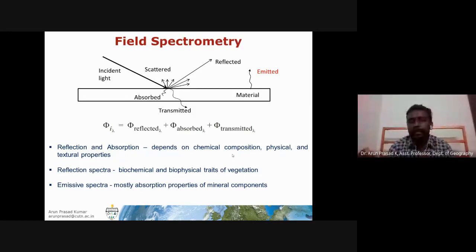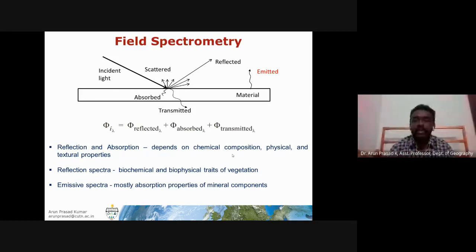That is actually measured in emissive spectra. So these are two different domains because of the wavelength we are concerned with. Reflective energy is mostly concerned with the visible, near infrared, and short-range infrared regions. In emission spectra, it is more like thermal infrared. And reflective spectra is the characteristic of biochemical and biophysical traits of vegetation or materials, whatever it is. And emission spectra is mostly dependent on the absorption property of the mineral components.